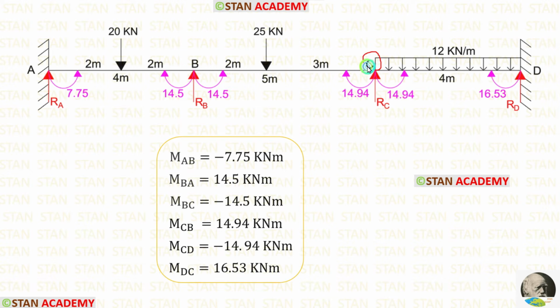At the point C also, we are having two moments. For MCB, we are getting a positive value because it is acting in the clockwise direction. For MCD, we are getting a negative value because it is acting in the anticlockwise direction. Finally, for MDC, we are getting a positive value because it is acting in the clockwise direction.